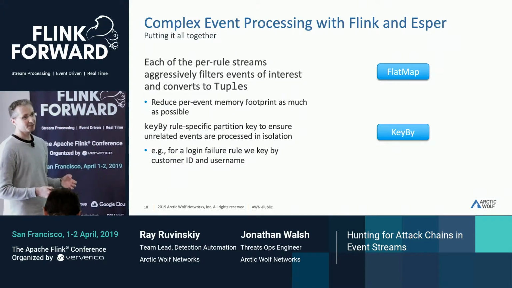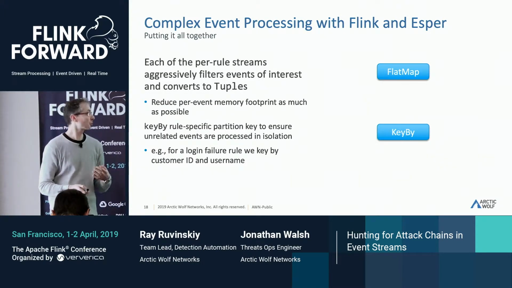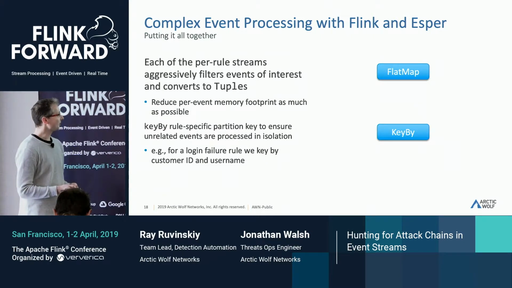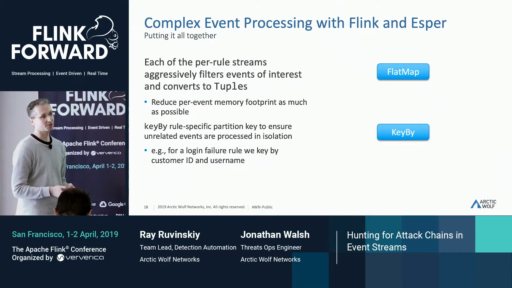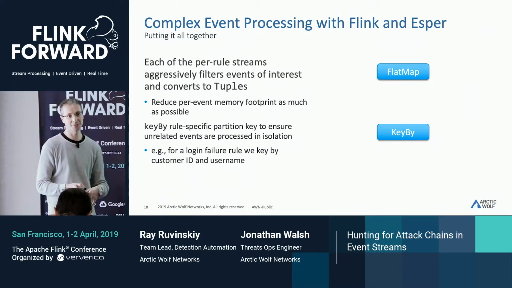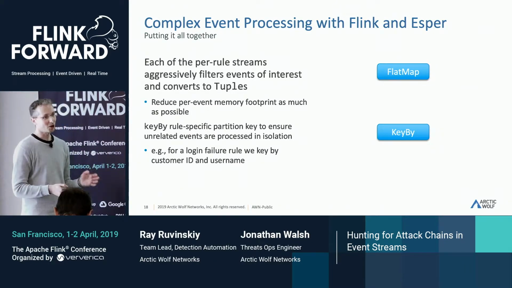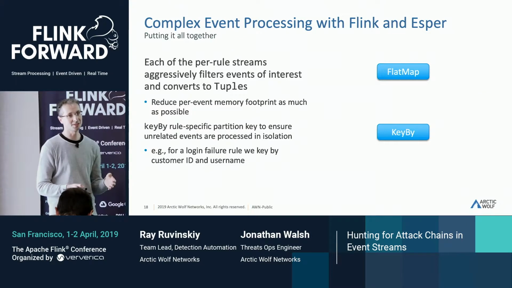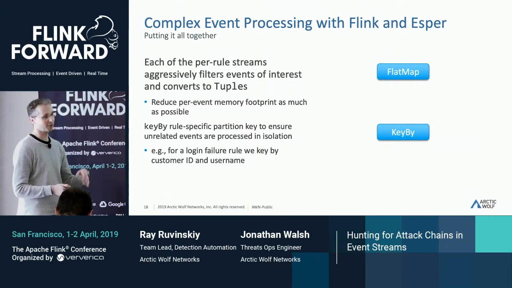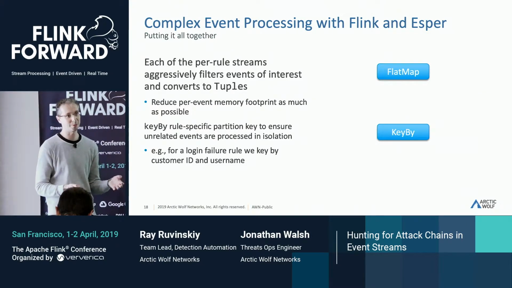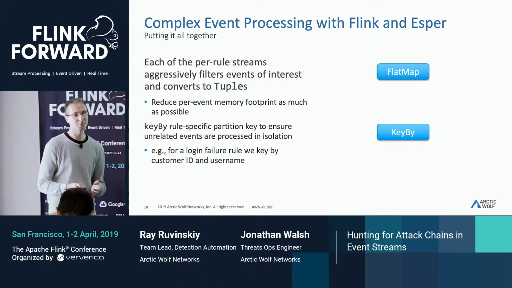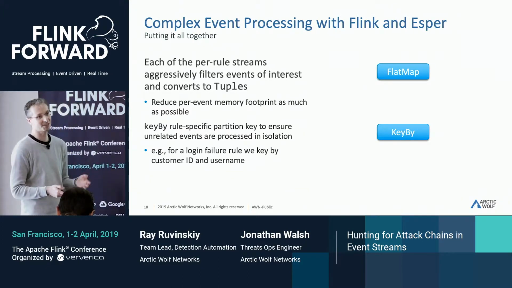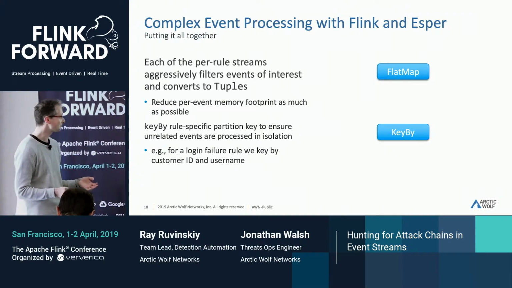Once we've split our big stream into a stream per rule, we very aggressively filter events of interest for every one of the rules. As I mentioned before, we have 13 billion events coming in. Only a very small subset of them is actually of interest to any one of the patterns, any one of the rules we want to apply to the streams. We want to cull them as early as possible to save resource utilization, especially memory.